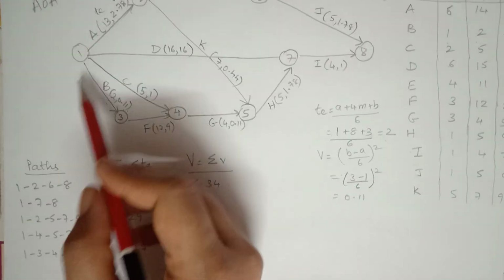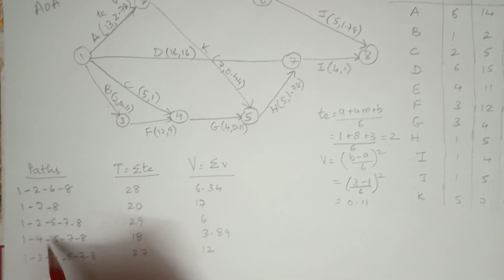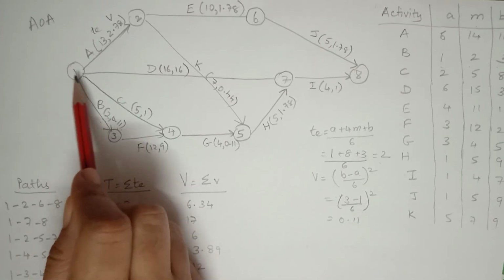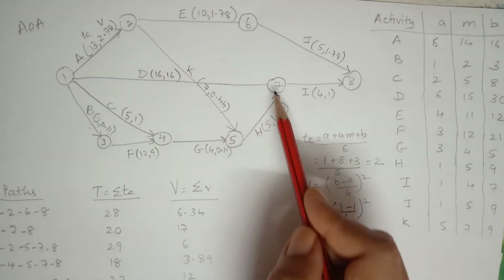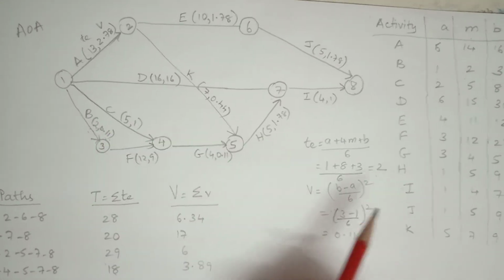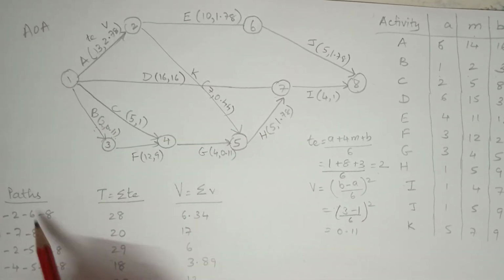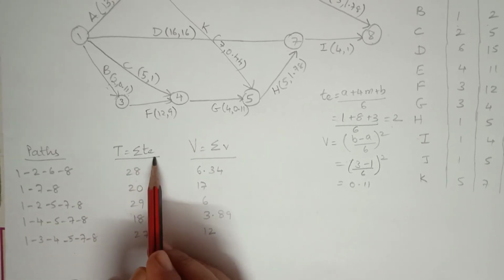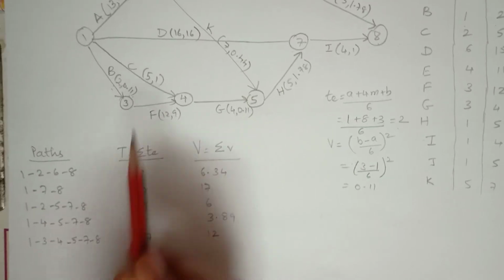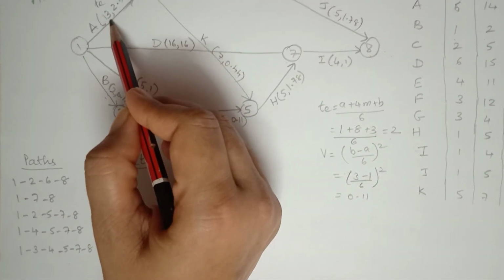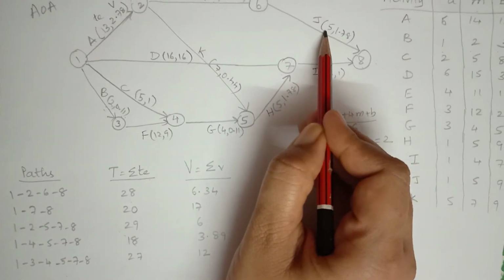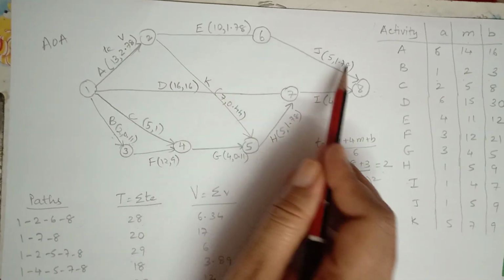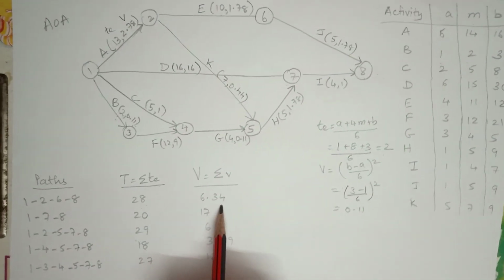Now for each path that you see in this network, all the paths are listed here. That is 1, 2, 6, 8, then 1, 7, 8, 1, 2, 5, 7, 8, 1, 4, 5, 7, 8, 1, 3, 4, 5, 7, 8, and so on. So all the possible paths are listed here. Along every path, I have done the summation of TE. Say for example, the first path 1, 2, 6, 8. The TE values are 13, 10 and 5. So that would be 28, and correspondingly the V values are also added, which gives me a total of 6.34.